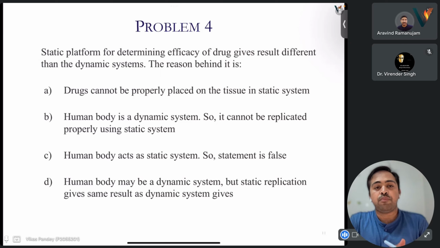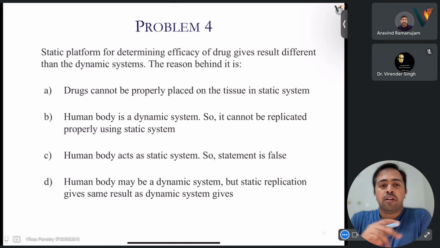The static platform to determine efficacy of drugs gives results different than the dynamic system. The reason behind it is drug cannot be properly placed on the tissue in the static system. Drug human body is a dynamic system, so it can be replicated properly using static system. Human body acts as static system, so the statement is false. Human body may be a dynamic system, but static replication gives the same result as dynamic system. So which of these is true?